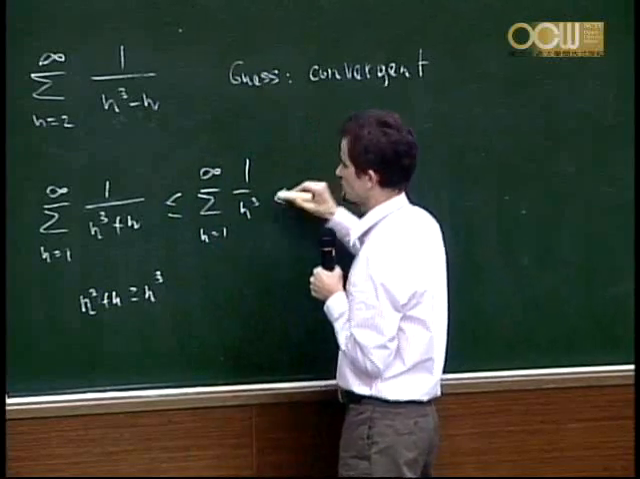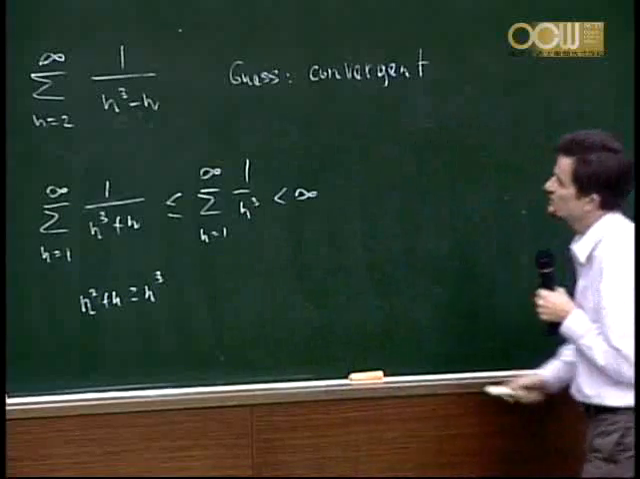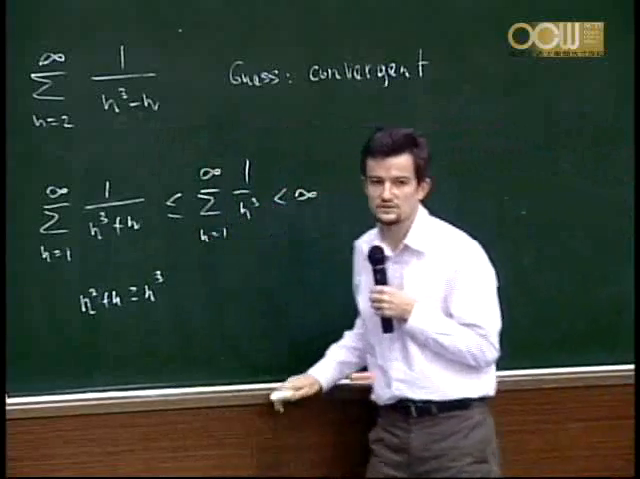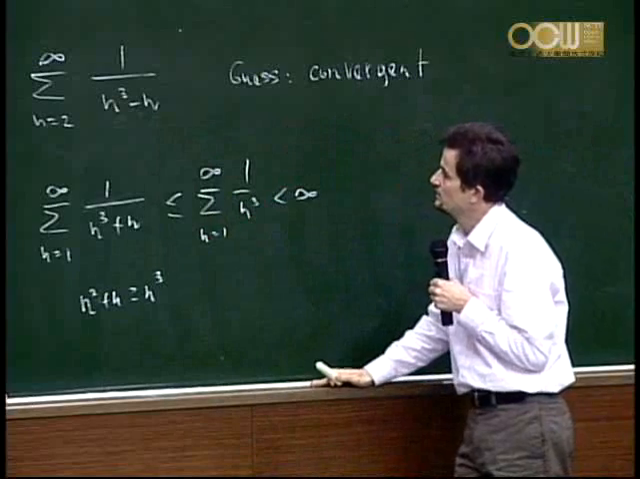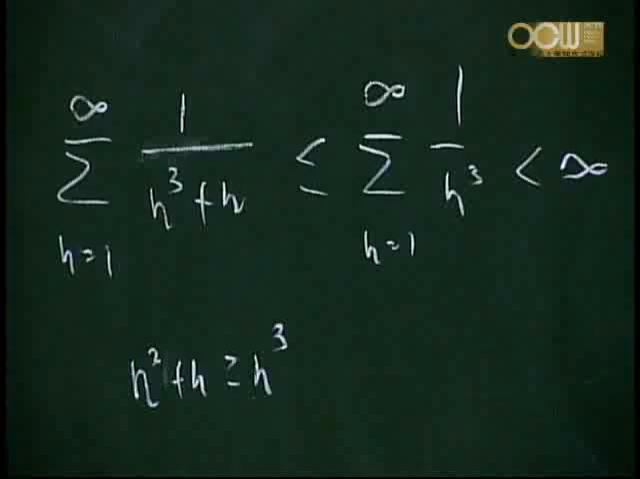Okay, and this one is convergent, so this one will be convergent as well. Now, you see here it's a little bit more complicated because the problem you have is that you have a difference, not a sum. Now, in our textbook, you find a similar example.